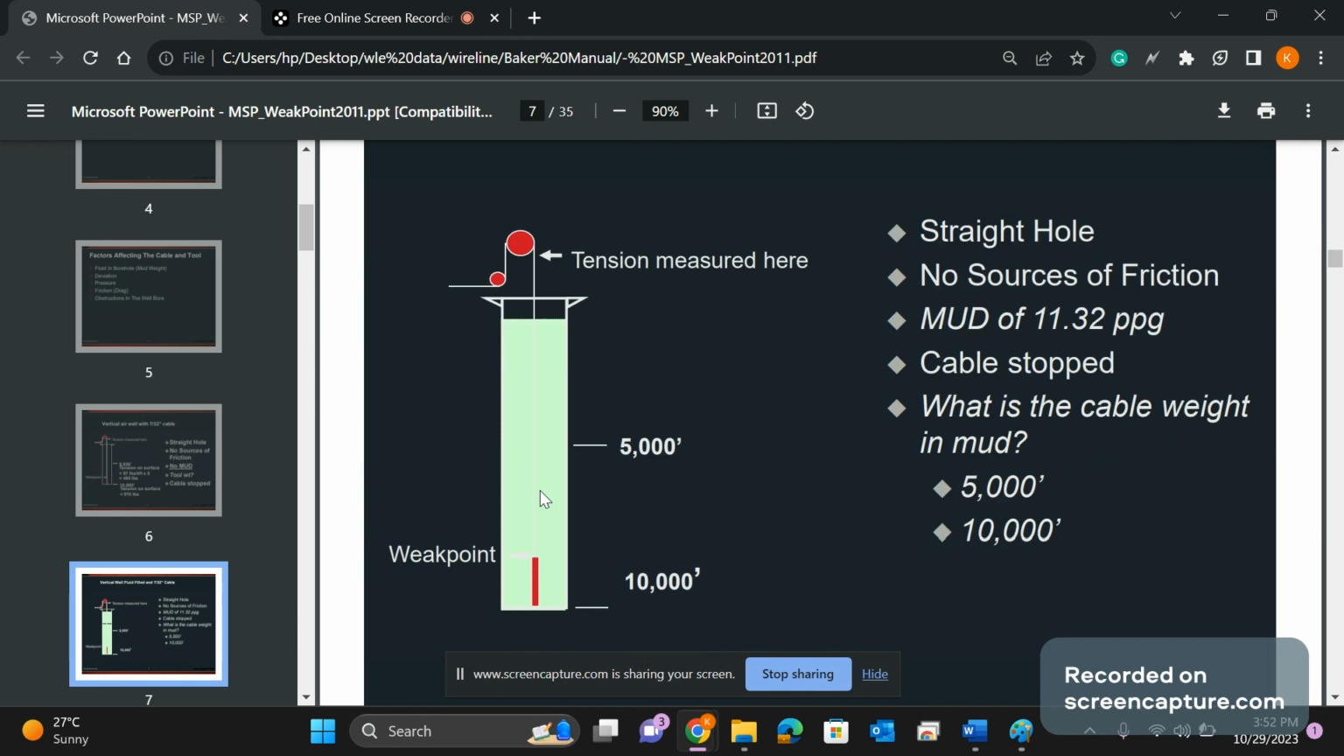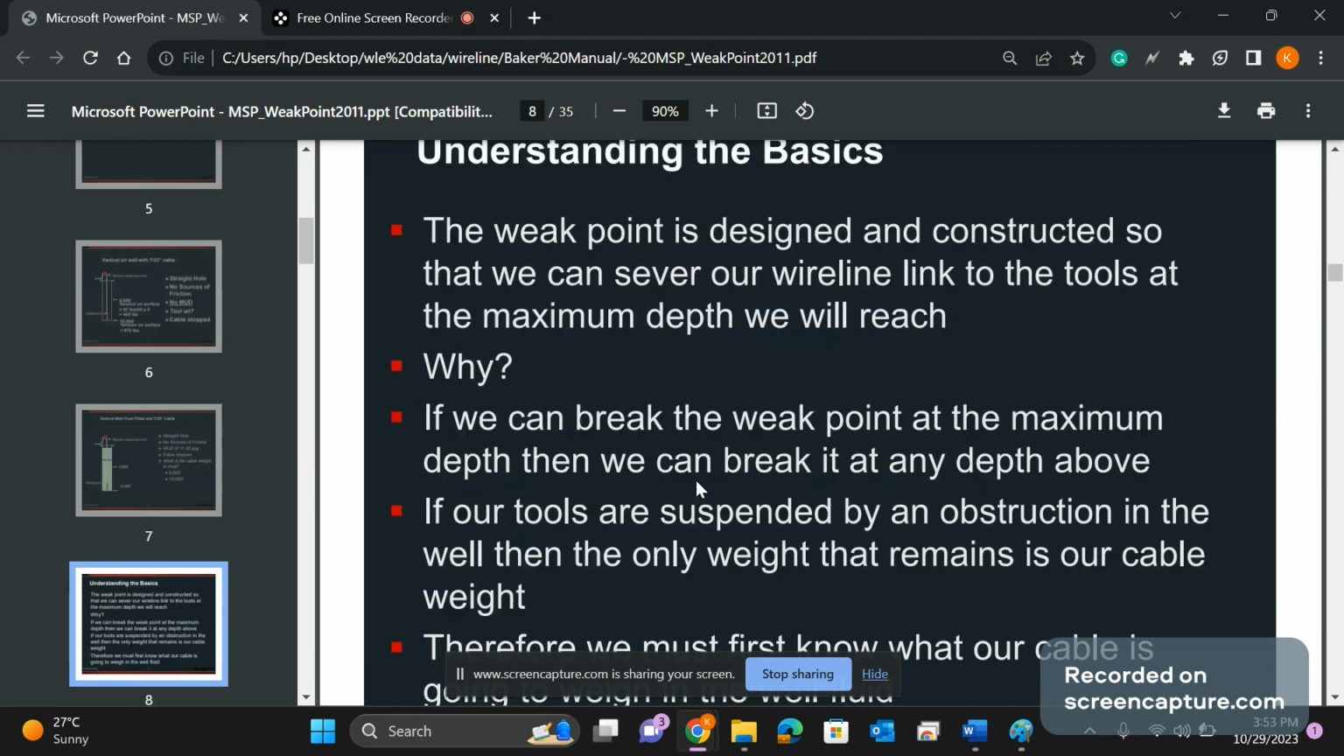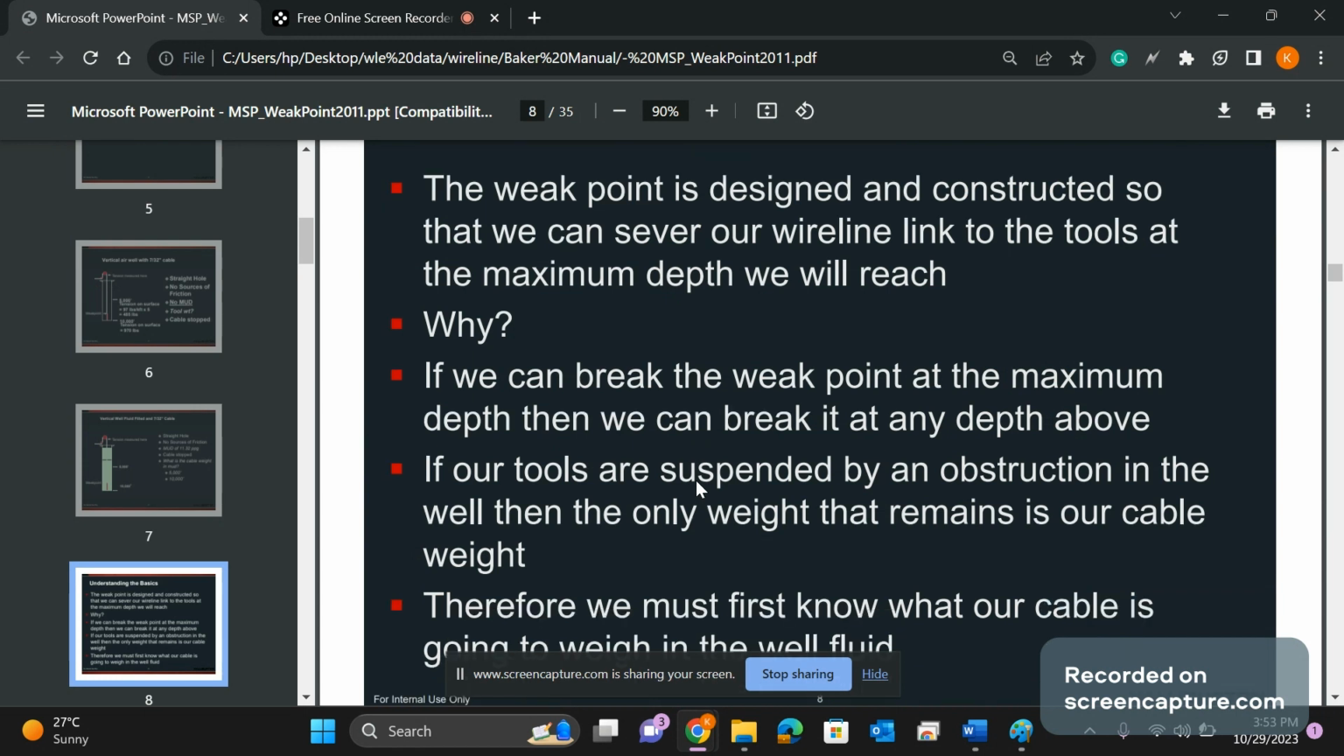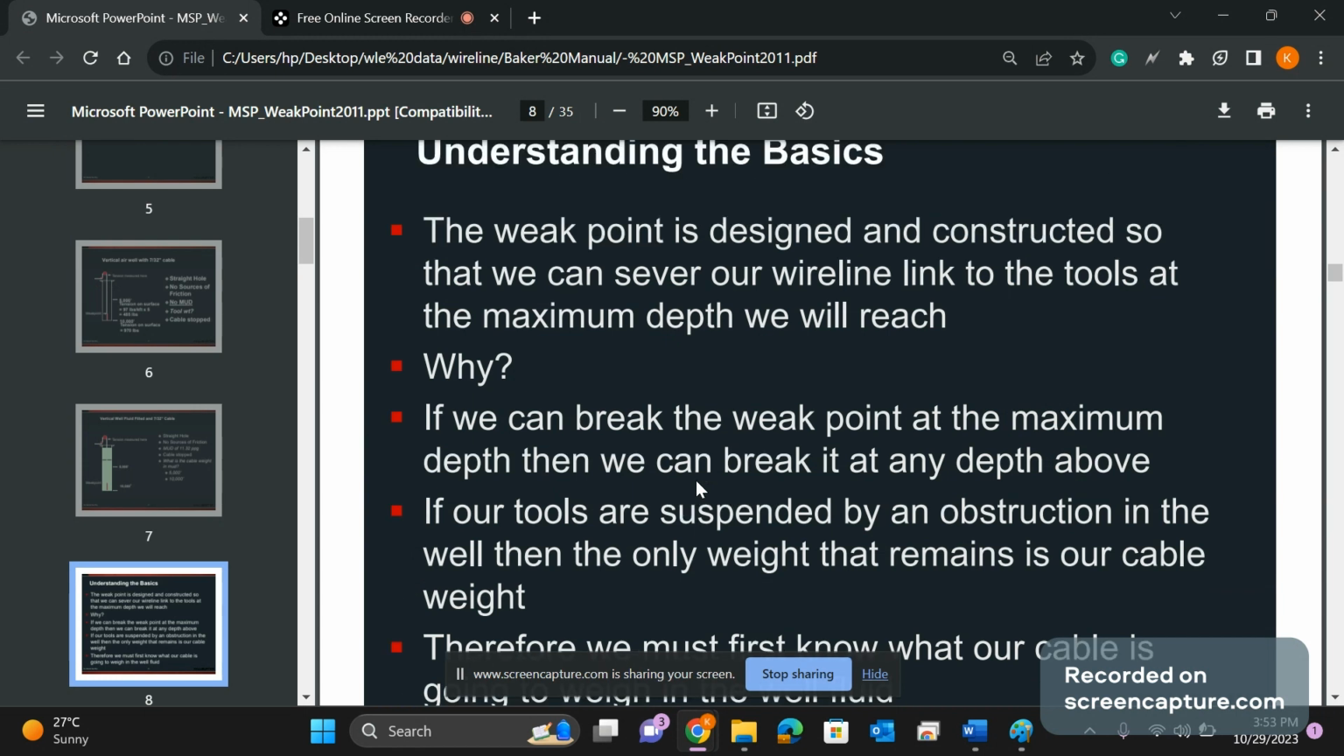We measure tension here, and we don't measure the tension at these other points. We only know the maximum value of the tension at the top of the wheel, and this value will be maximum when the cable is at its maximum depth. This is from the basic design, to determine the wireline length to the tool and the maximum depth we will reach.